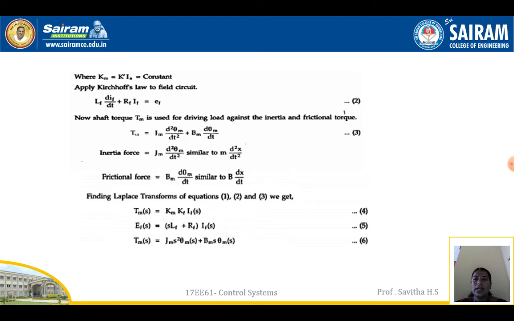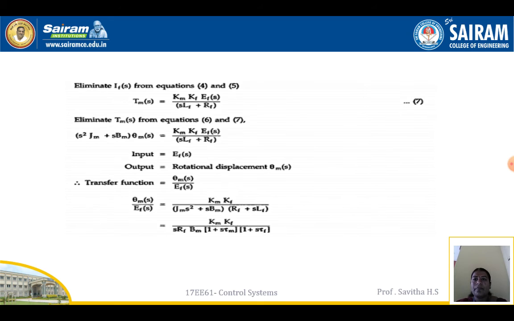Applying the Kirchhoff law, Lf dIf by dt plus If into Rf is equal to Ef. Then the torque Tm is Jm d square theta m by dt square plus Bm d theta m by dt. So finding the Laplace transform of equations 1, 2 and 3, Tm of s is equal to Km Kf If of s, Ef of s is equal to s into Lf plus Rf into I of s, Tm of s is equal to Jm s square theta m of s plus Bm s theta m of s. So Tm of s is equal to Km Kf E of s divided by s Lf plus Rf.